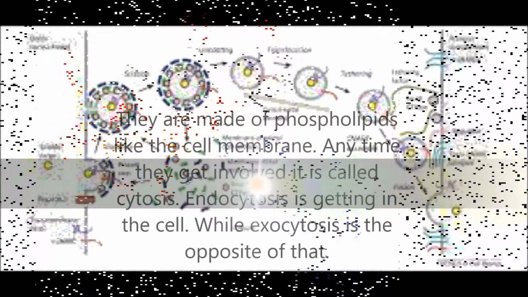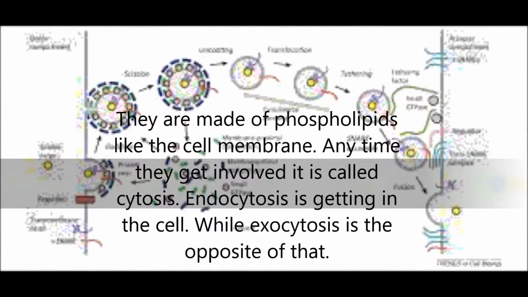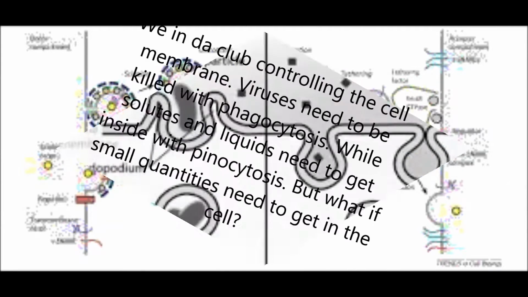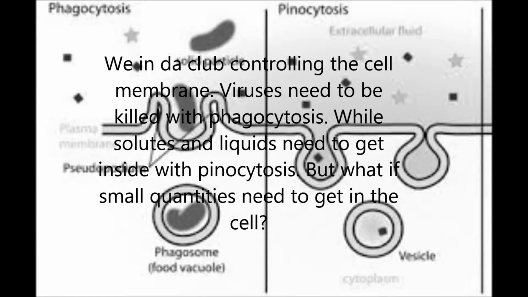Vesicles are made of phospholipids like the cell membrane. Anytime they get involved, it is called cytosis. Endocytosis is getting into the cell, while exocytosis is the opposite of that. We in the club controlling the cell membrane. Viruses need to be killed with phagocytosis, while solutes and liquids need to get inside with pinocytosis.